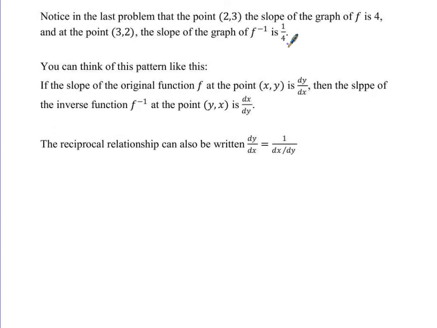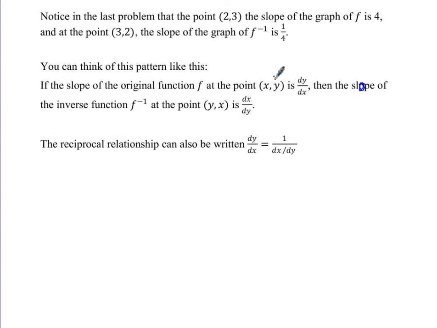Once you've swapped the x and the y coordinates, the slope of that inverse function at that point is the reciprocal of what it was to begin with. So think of the pattern like this. If the slope of the original function f at the point (x, y) is dy over dx, that's just notation that we should be very comfortable with at this point, then the slope of the inverse function at the point (y, x) is dx over dy.